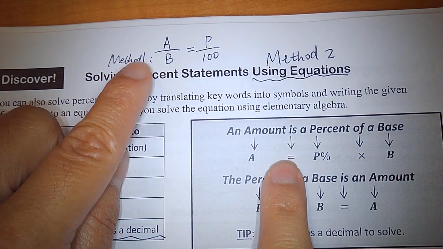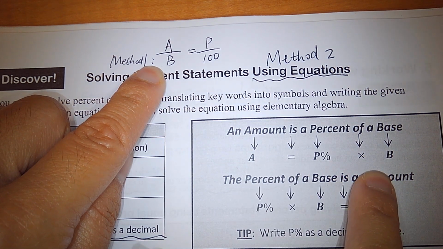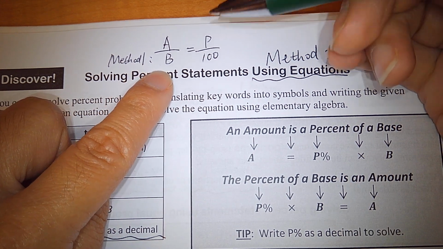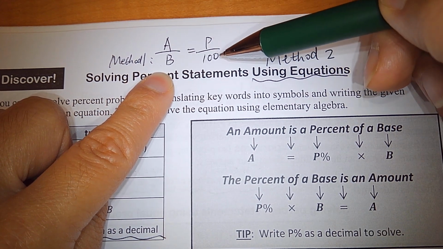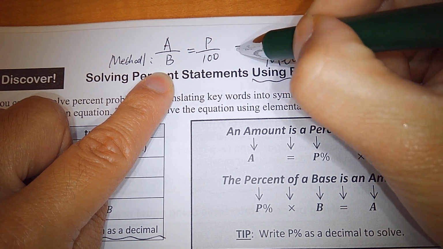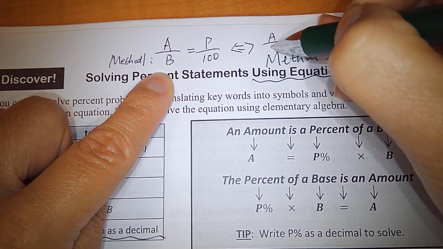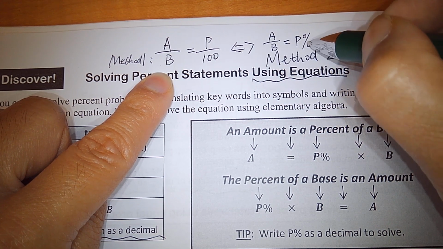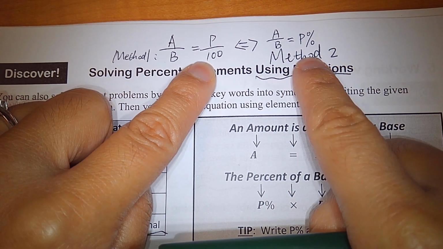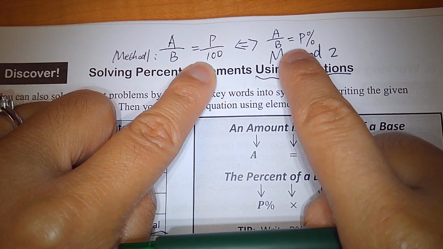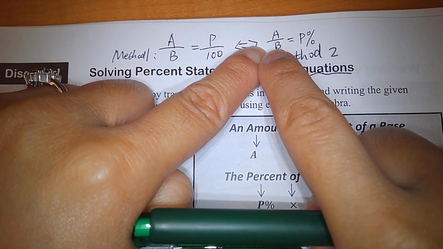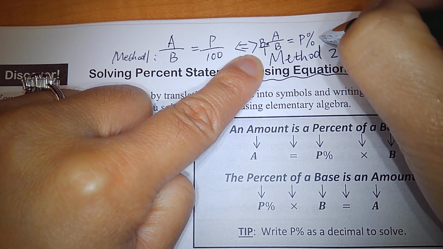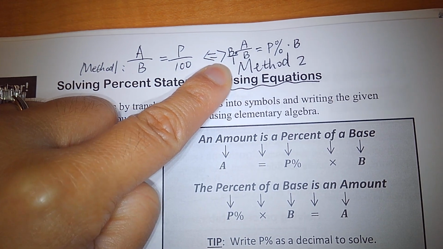So, is there any connection between method 1 and method 2? I say yes. Why? Because A over B equals P out of 100. We can rewrite this as what? A over B equals, what is P out of 100? P percent. Can we rewrite this proportion like this? Yes. And from this equation, if we multiply both sides by B, let's see what we have.